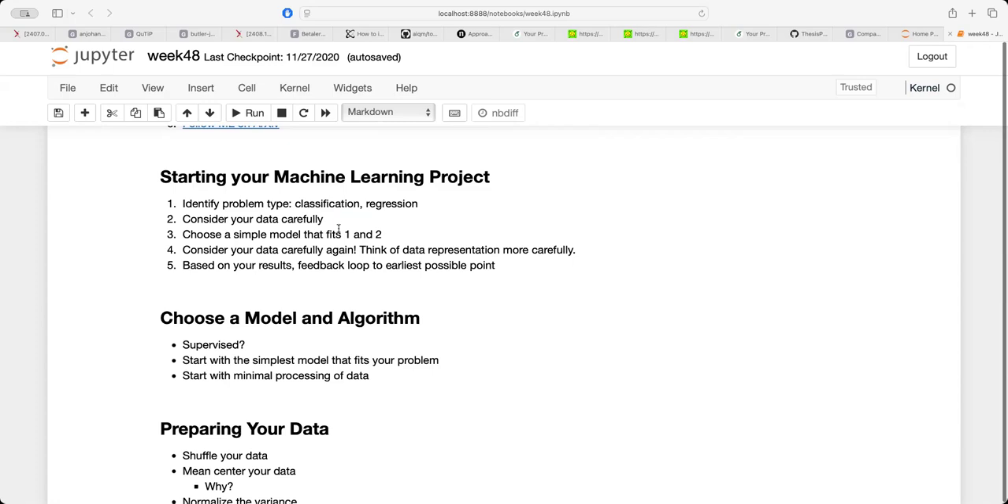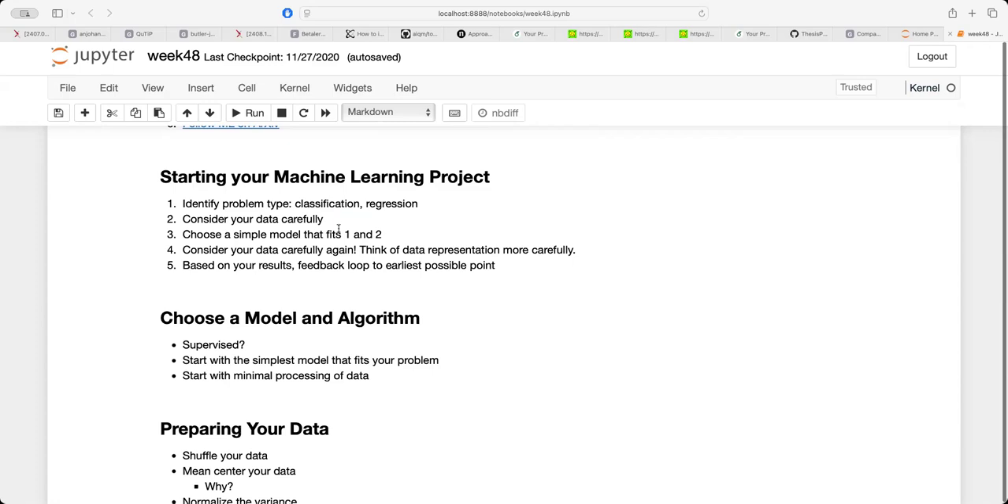Then you need to choose a model that fits the data sets which you have and the type of problem. So in a way it is you who decides this, and that's what you're doing in project 3, essentially. And then you consider your data carefully again and think of the data representation as well. And based on your results, you will have feedback to the earliest possible point. So in a way, what you're doing in project 3 is essentially the way you would do research with a data set. And for many of you, that situation in project 3 is going to be pretty similar to what you may encounter in your master thesis.